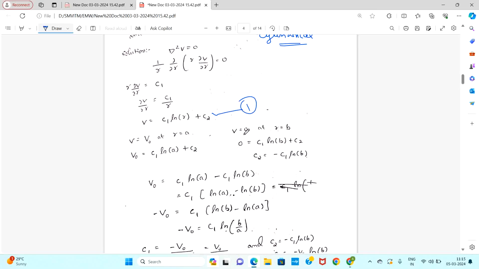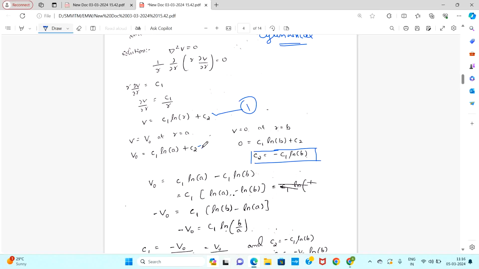So one of the boundary conditions is V is 0 at R equal to B. If I substitute that, I get C1 ln B plus C2 equal to 0. I can write C2 in terms of C1, so I'll get this expression here. Next, I'll use another boundary condition. I got this equation. Here, I will put this answer in place of C2, because I cannot take this 0 here. It's given as V0. So V0 is equal to C1 ln A.